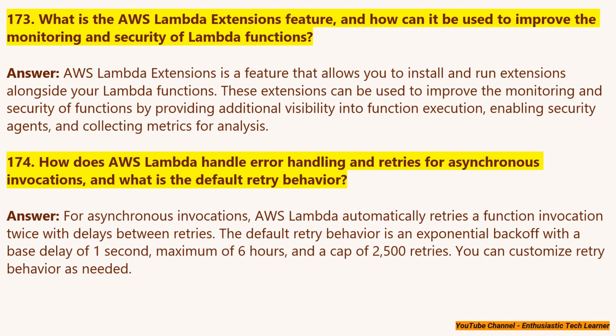How does AWS Lambda handle error handling and retries for asynchronous invocations, and what is the default retry behavior? For asynchronous invocations, AWS Lambda automatically retries a function invocation twice with delays between retries. The default retry behavior is an exponential backoff with a base delay of 1 second, maximum of 6 hours, and a cap of 2,500 retries. You can customize retry behavior as needed.